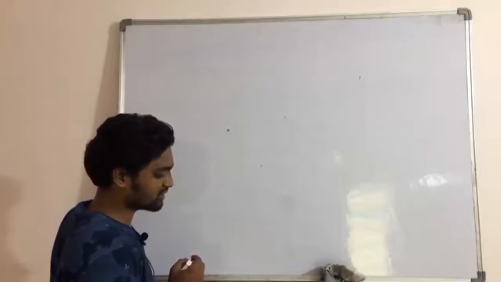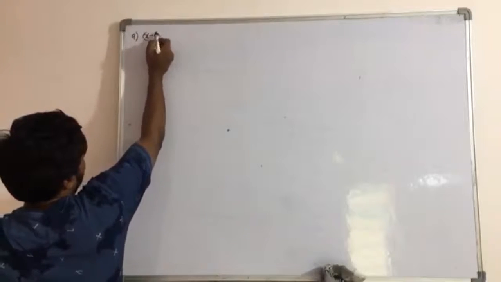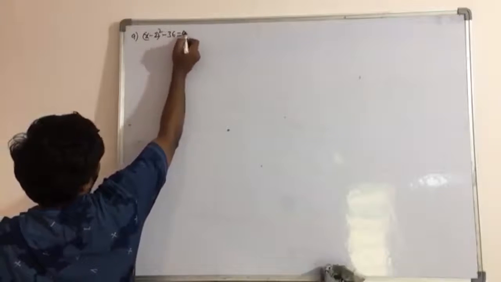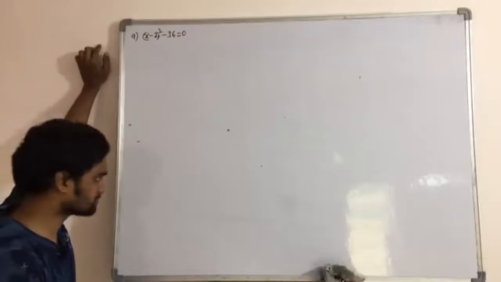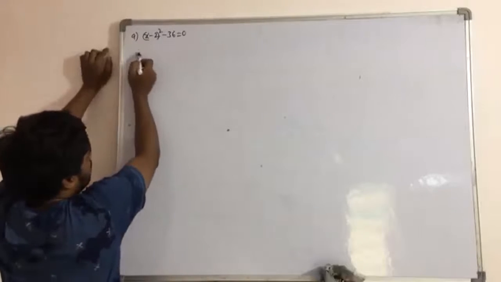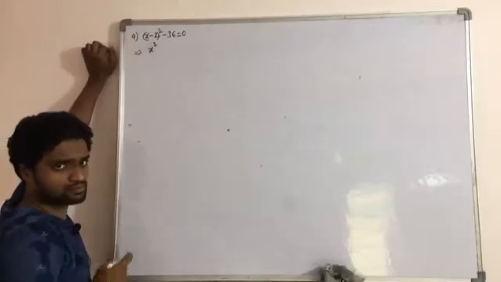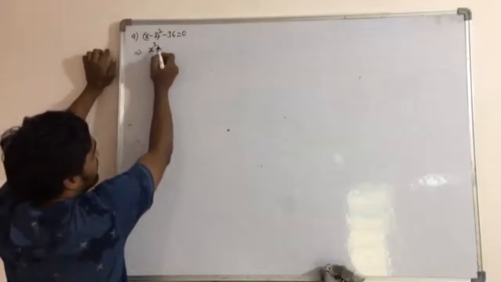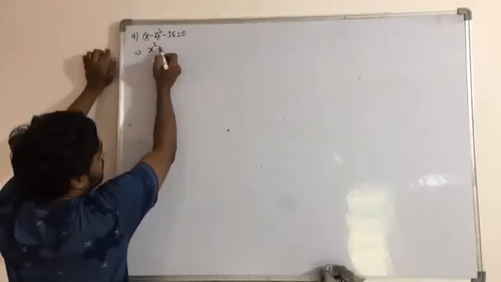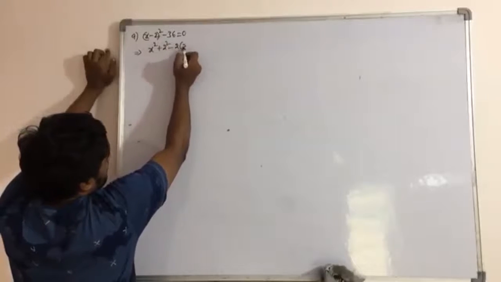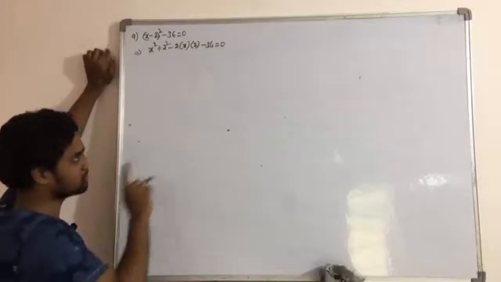x minus 2 whole square minus 36 is equal to 0. Ninth one. x minus 2 whole square minus 36 is equal to 0. Okay, now how to solve this? First expand it. x square, a minus b whole square, right? a square plus b square minus 2ab. Yes, is that a formula?